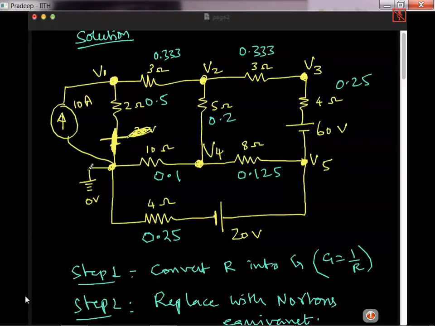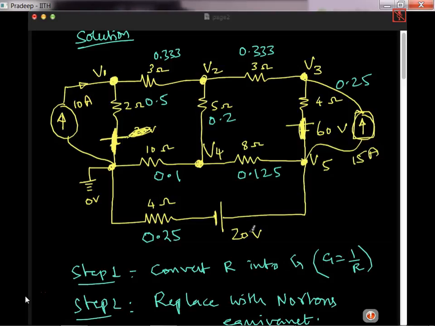Similarly, this one I can short circuit and replace with a current source. The direction of 10 amperes is towards V1, same direction we need to maintain. Replace with a current source, and this one is 15 amperes. Similarly, this I can short circuit and replace with another current source. The direction should be this way and it is coming here. And this one is 20 by 4, it is 5 amperes. So I hope you got this correctly. So I hope there is no doubt in this.